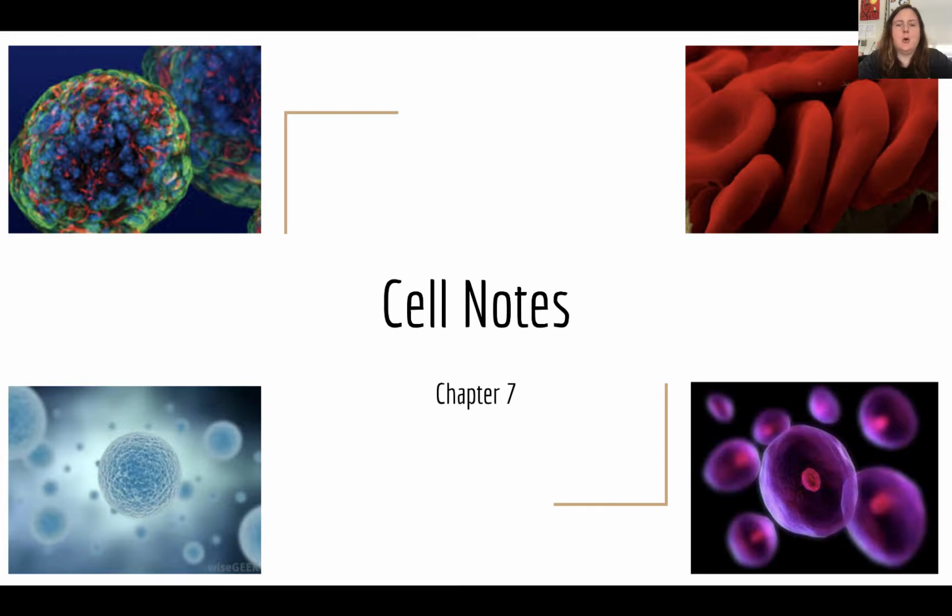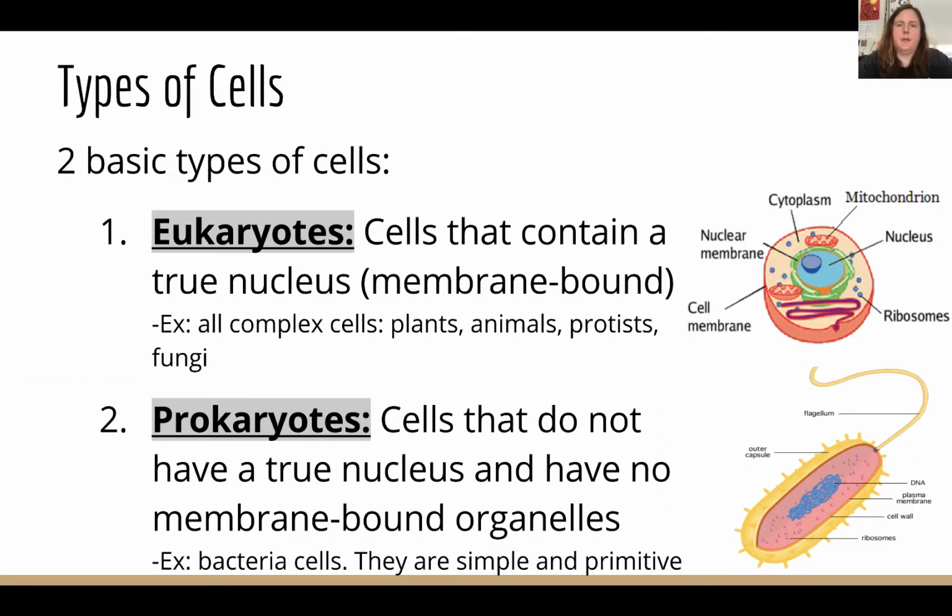Today you're going to be taking Cornell notes about cells. There are two main types of cells. The first ones are eukaryotic cells. Eukaryotic cells are cells that contain a true nucleus. So they have organelles that are surrounded by membranes that have specific functions. So the genetic material is enclosed within a membrane. All complex cells, such as plants, animals, protists, and fungi, including us, are made up of eukaryotic cells.